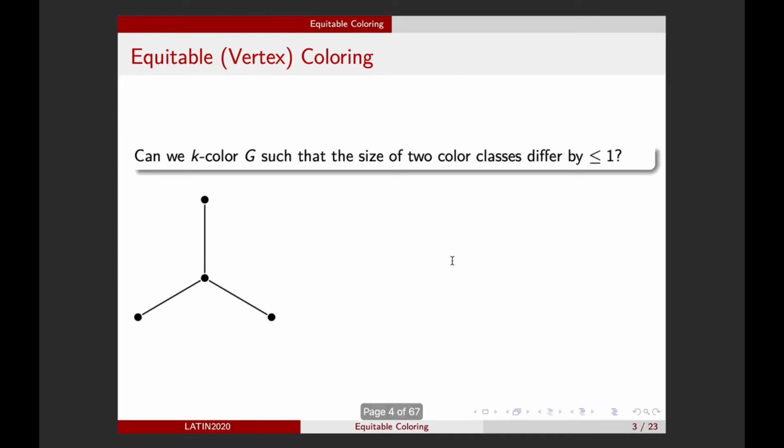As an example, I'm going to give you a claw, and you're going to say, okay, it is two-colorable in the traditional sense. You just put red on the middle vertex and blue on the outside vertices. But then you realize this is not equitable, because red is used once and blue thrice. So we need a third color to get an equitable coloring of this very simple bipartite graph.